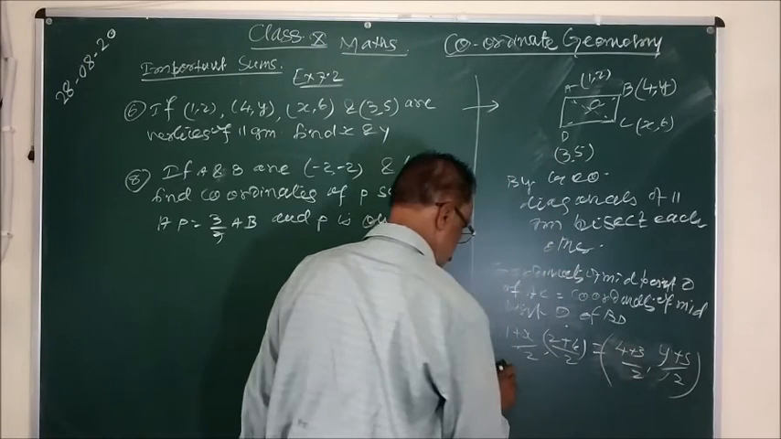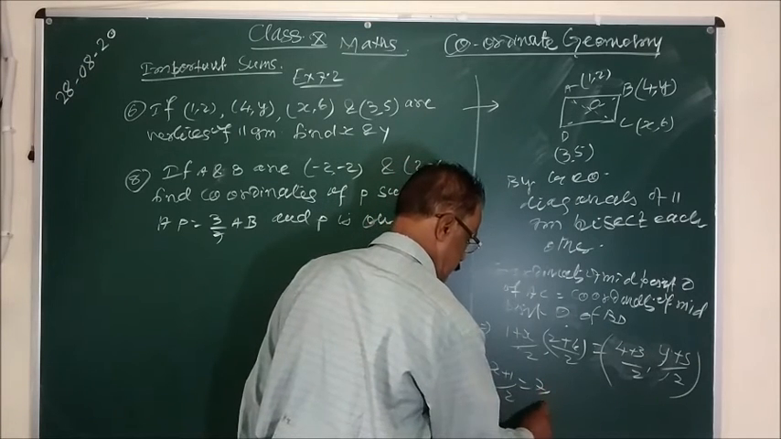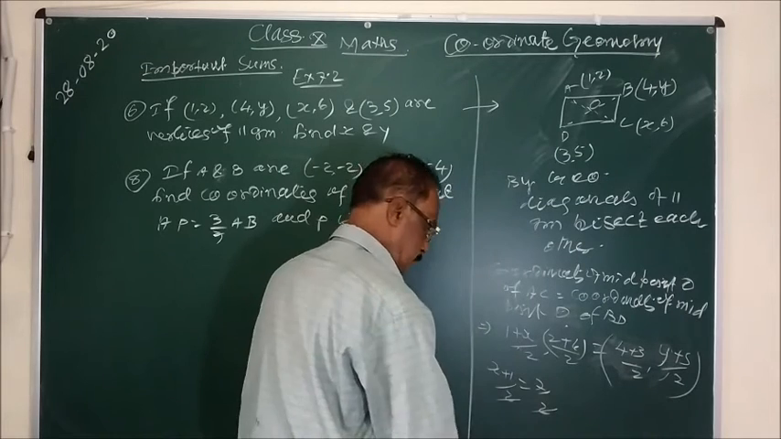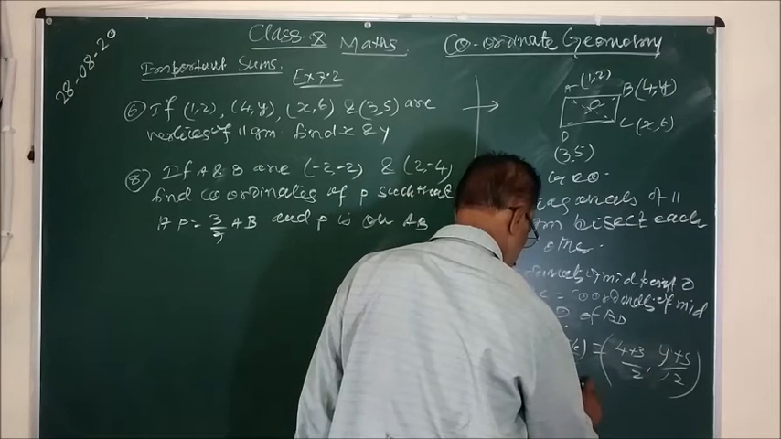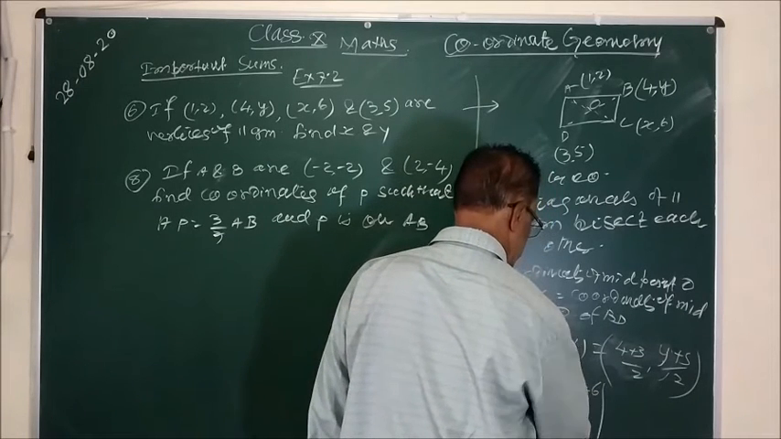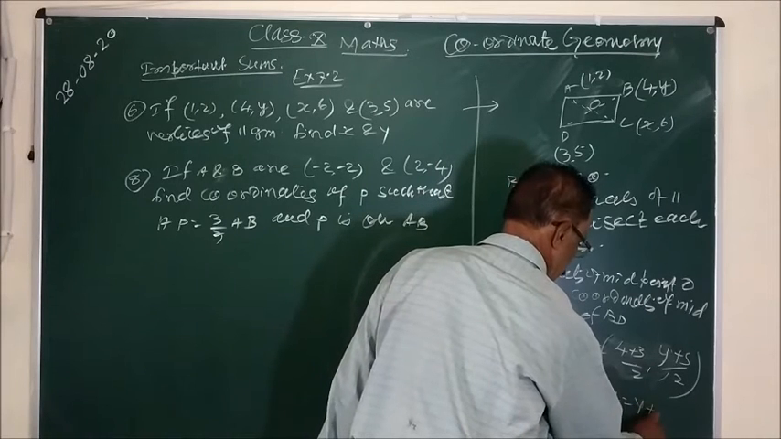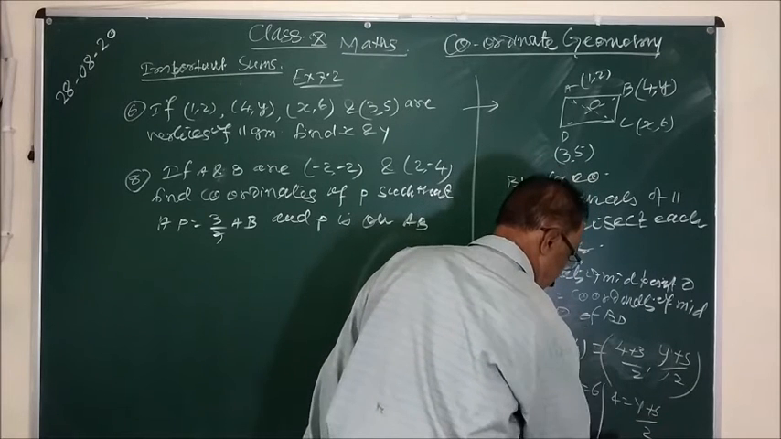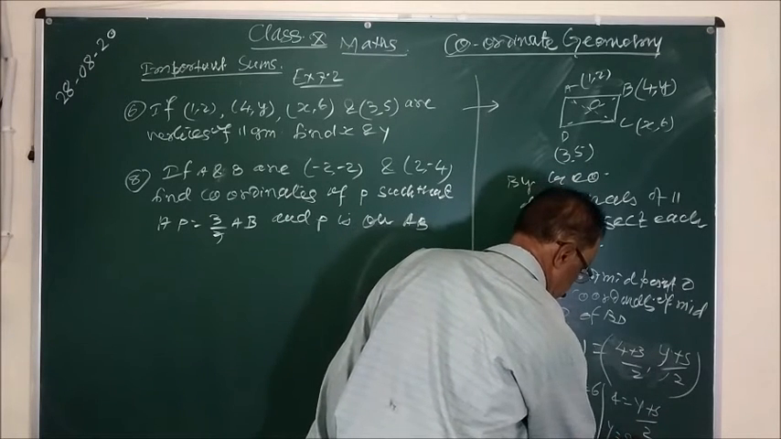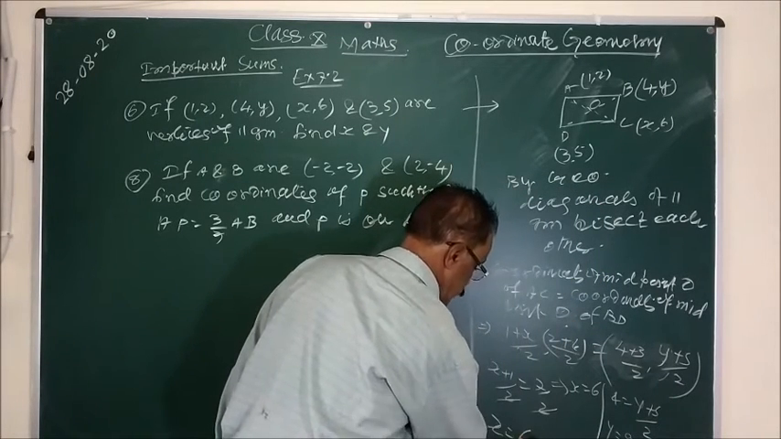Abscissa will be equal. So (1 plus x)/2 is equal to 7/2. You can cancel the 2, or cross multiply. So you will get the value of x is equal to 6. Similarly, the ordinates: (2 plus 6)/2, that is 8/2, 4, will be equal to (5 plus y)/2. By cross multiplying, y is equal to 8 minus 5, is equal to 3. These are the values of x, 6, and y, 3.